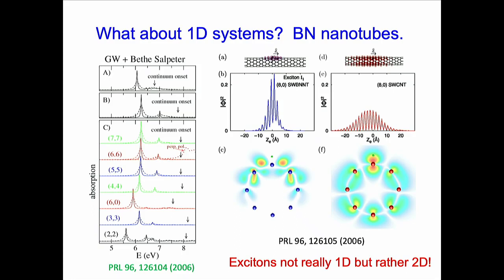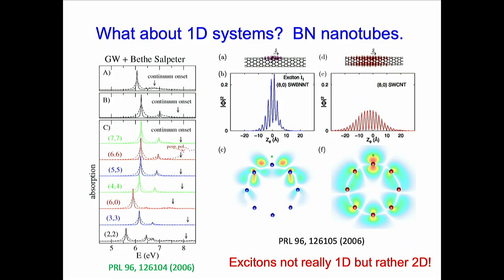It will not even travel around the whole circumference of the nanotube. So for larger nanotubes, you will just have a quasi-two-dimensional exciton, because the electron-hole pair lives in a very slightly curved but locally two-dimensional world. So that is valid for boron nitride nanotubes.